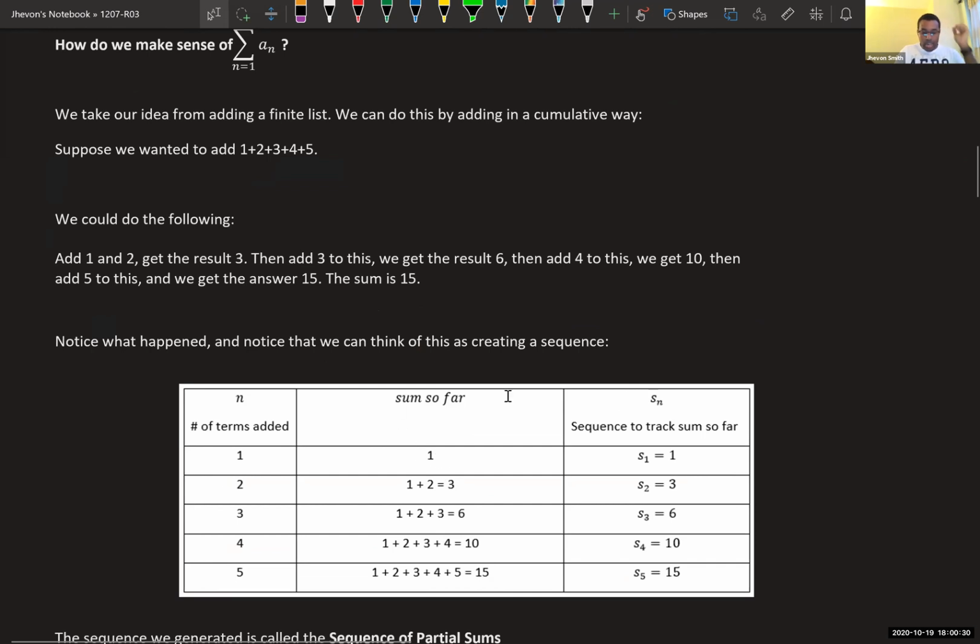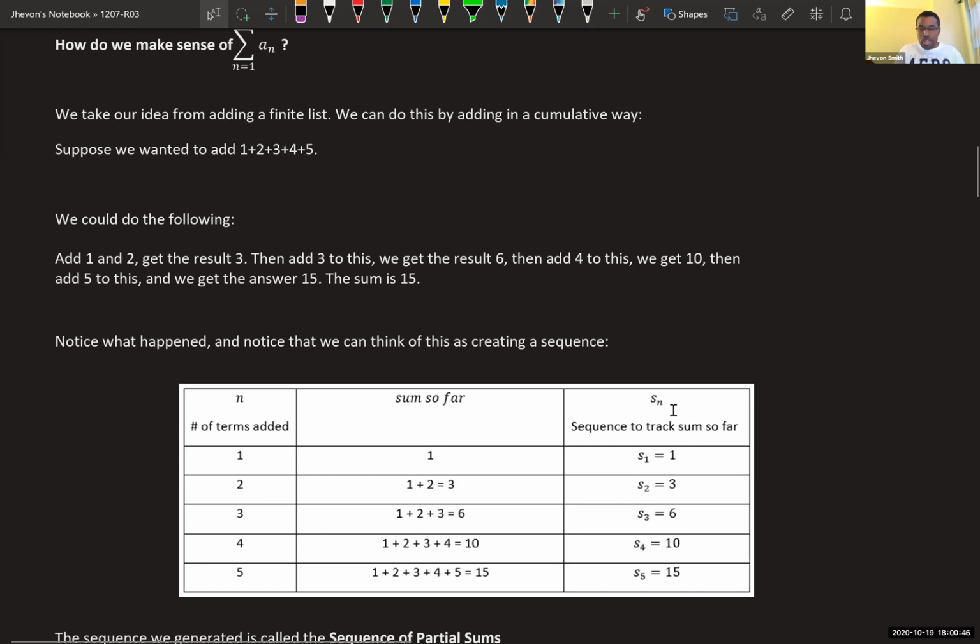So essentially now, if we start to distill this thought process and try to track things very well, n is mentioning the number of the terms. And here we're looking at the number of terms we're adding so far, and here's the sum so far.